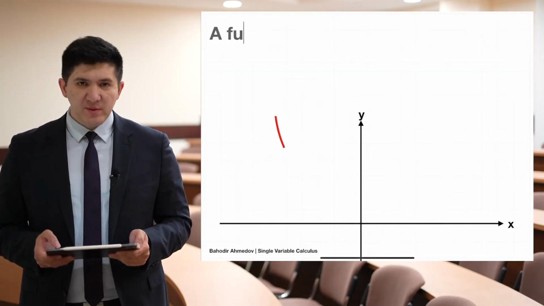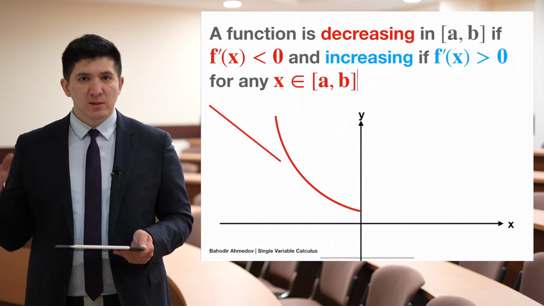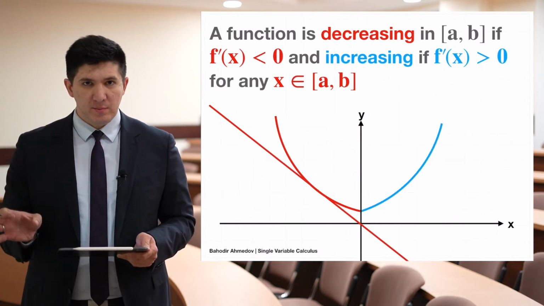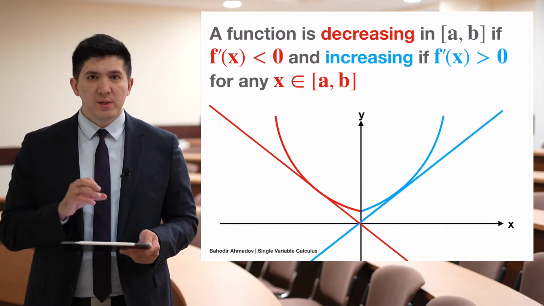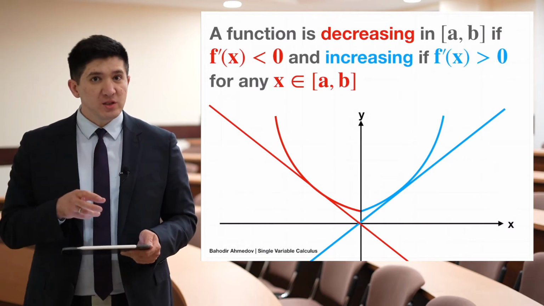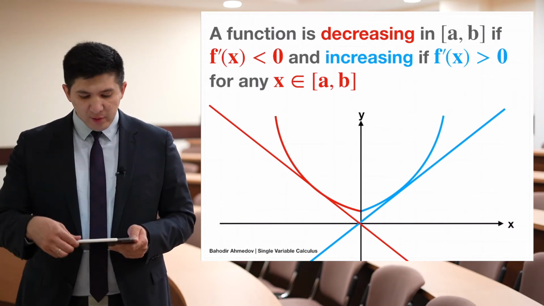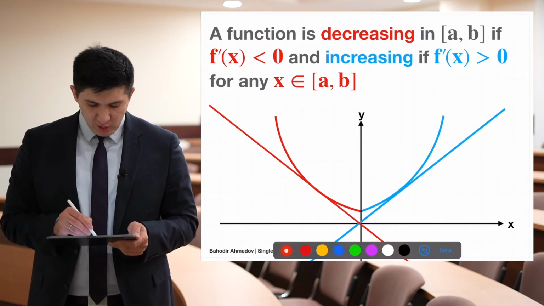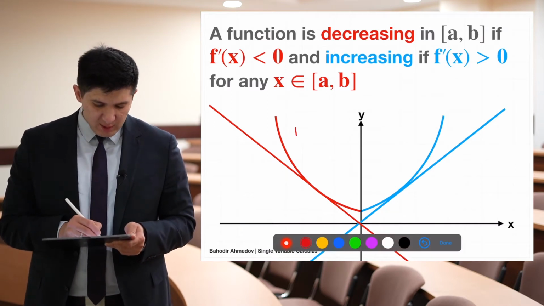If you remember, in a previous lecture, we discussed increasing and decreasing regions and how to find them. It appears we can find the increasing and decreasing regions of functions using their derivatives. So if you look at this region, the red region, you can see that the function is decreasing.